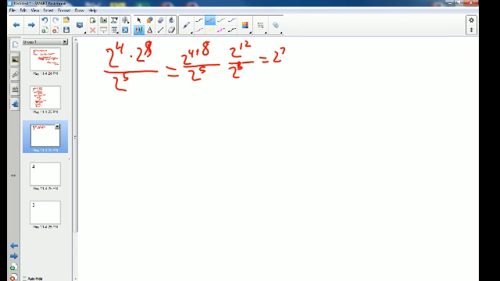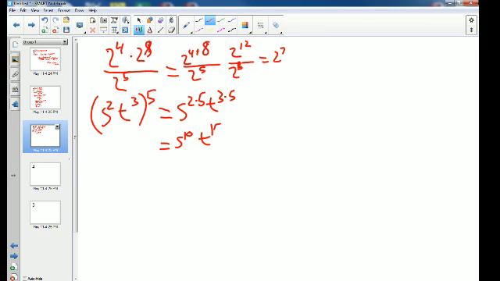Last example is going to be a power of a power. So we have S squared T cubed to the 5th, which is basically saying S to the 2 times 5, T to the 3 times 5. And when you simplify, you get that equals S to the 10th T to the 15th. That's basically all your powers and properties of exponents.